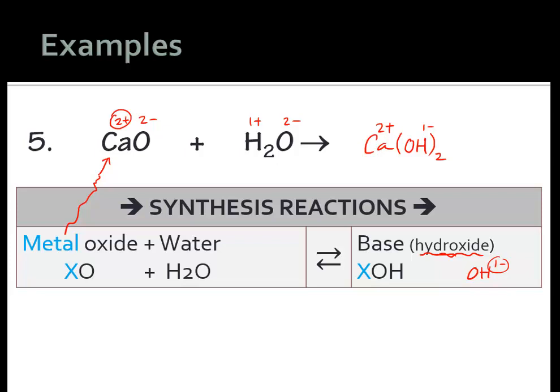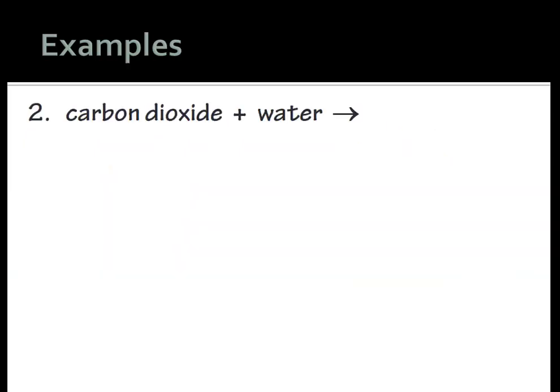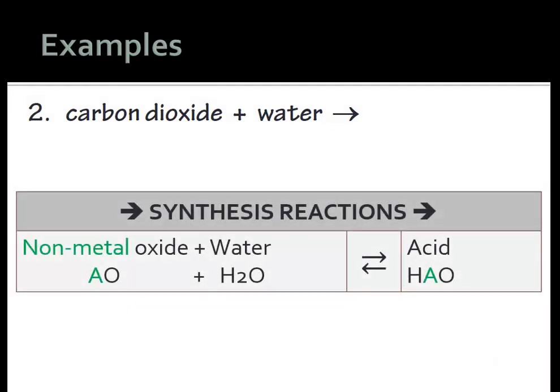Synthesis reaction. 2 things, rather simple, becoming 1 thing, slightly more complex. Carbon dioxide and water. This is number 2. Carbon dioxide and water. Now this is a word equation, so we want to work with the words, but we also want to work with the equation. So to kind of help us with that, if you can't recognize right away that this is a non-metal oxide with water, then write the equation out with the formulas too.